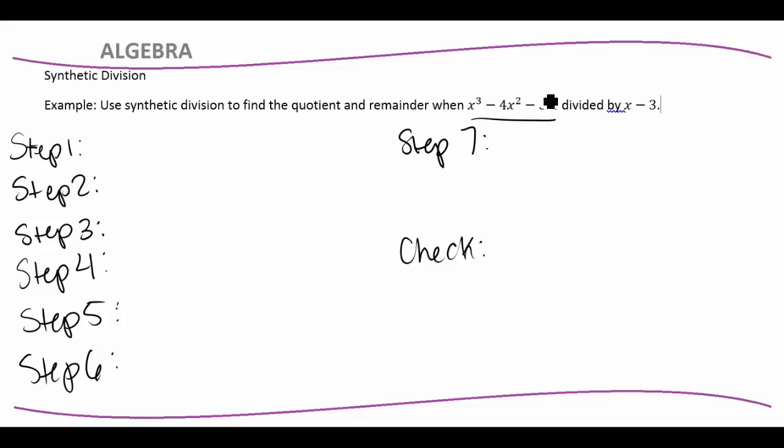And then we're going to copy the coefficients, remembering to insert a 0 for any missing powers of x. So we're going to copy the coefficients. We got 1, negative 4, oh, we're missing an x, so 0, minus 5.